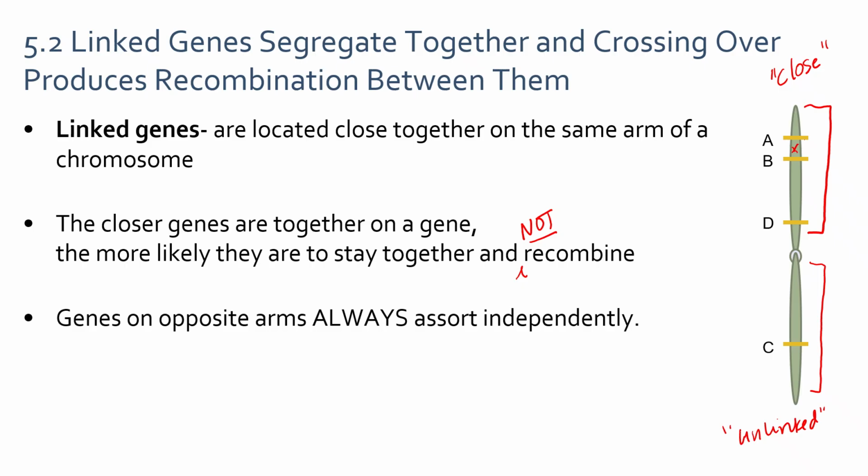So we say that genes on opposite arms are always going to assort independently. Now, we're not saying that the chromosomes come apart, but as far as recombination, we say that they are unlinked, and we're just going to go with that for now until we define why that is.